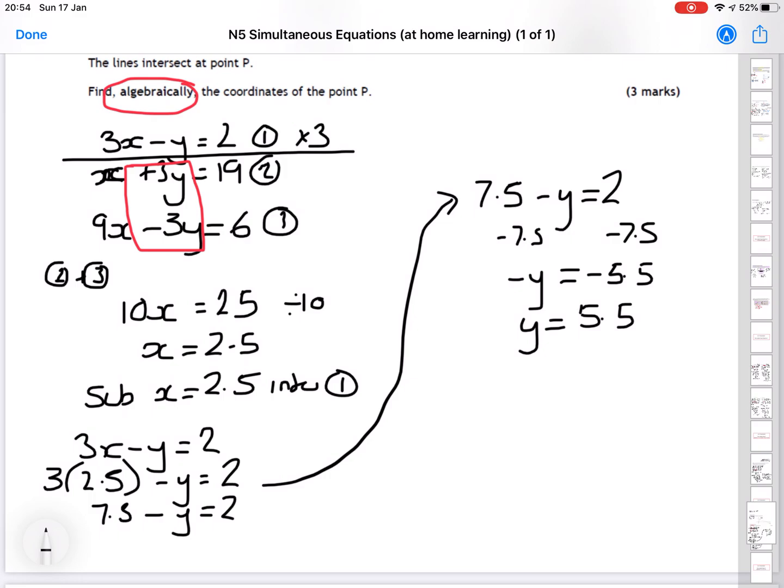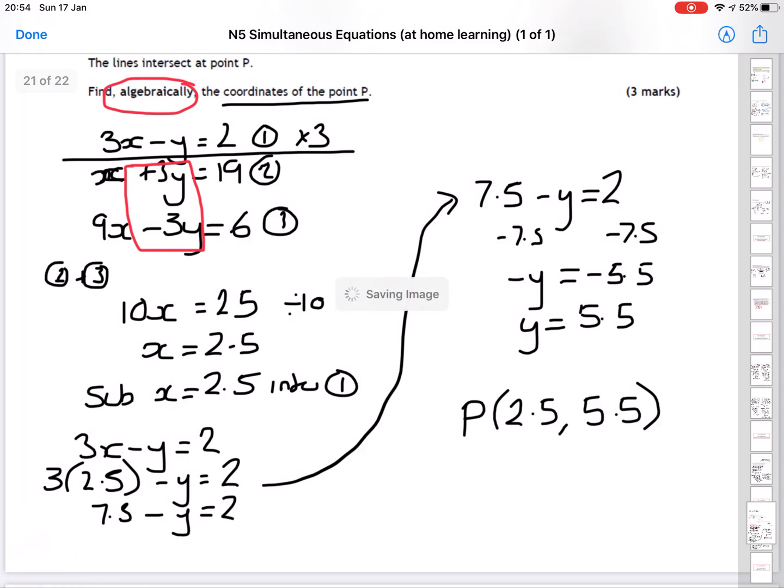Okay, the question asked for the coordinate of point P, so you would just need to finish that off by writing this as a coordinate. So if x is 2.5, that's your first coordinate there, y is 5.5. Okay, so if the question asks for a coordinate, you must write your two values as a coordinate.